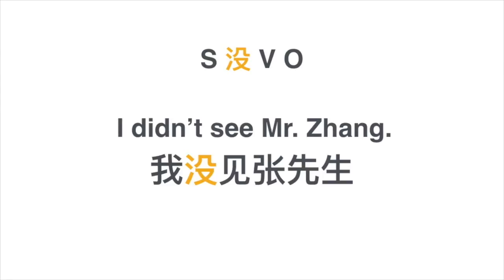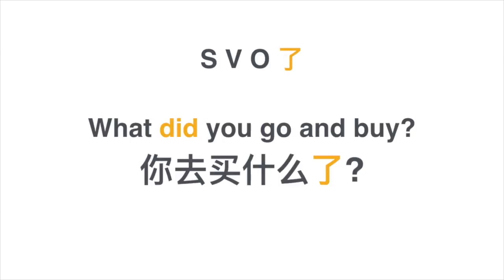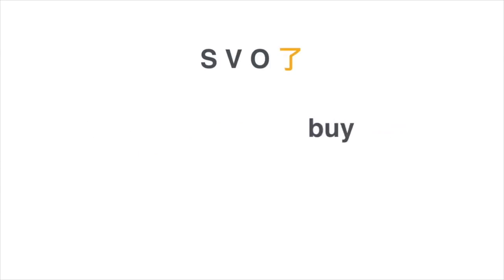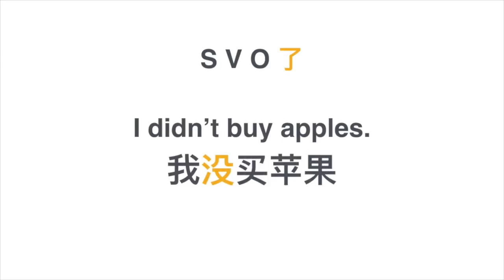Okay, time for a quick practice. How do you say, what did you go and buy? 你去买什么了? Very good. How about, I didn't buy apples? 我没买苹果.